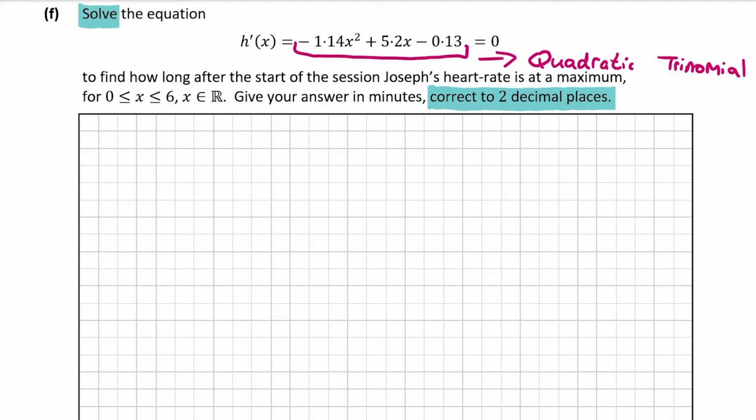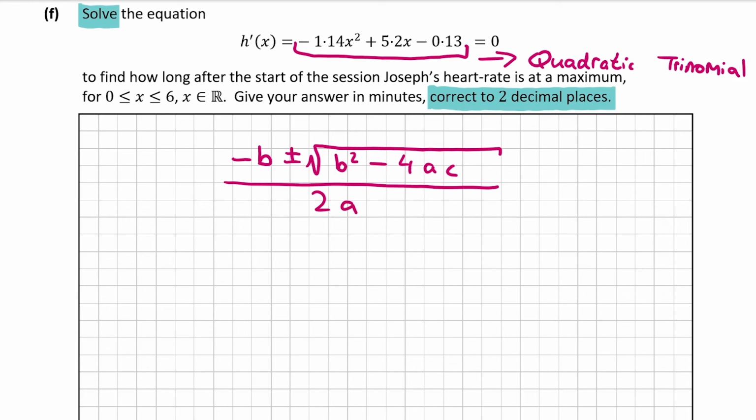Make sure you're aware of that, because in the exam it won't specifically say to use the minus b formula. All it'll say is solve this, or give your answer to 2 or 3 decimal places, whatever it might be. So we're going to use the minus b formula here to solve this, and it's in your formula and tables book on page 20.